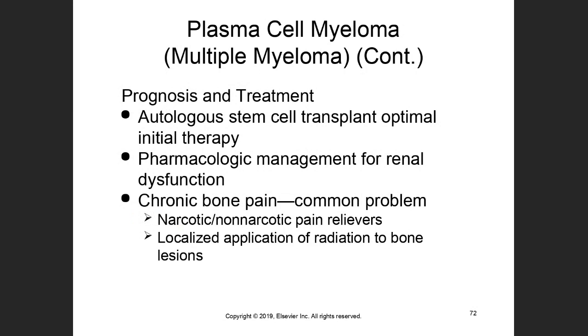Prognosis and treatment: autologous stem cell transplant, optimal initial therapy, pharmacological management for renal dysfunctions and chronic bone pain, common problems, narcotic and localized application of radiation to bone lesion.